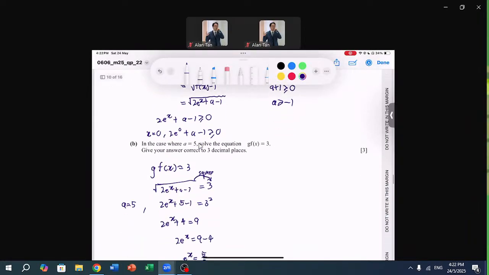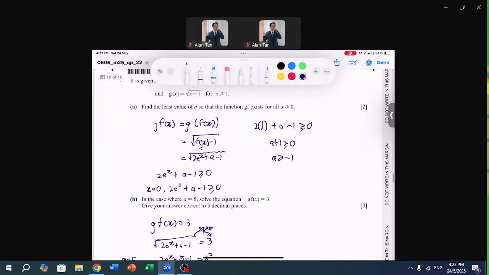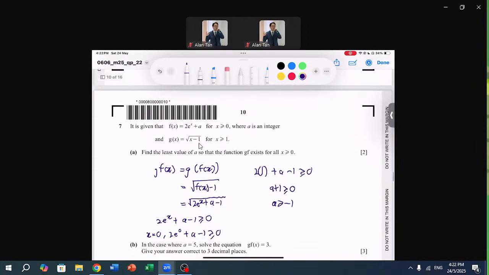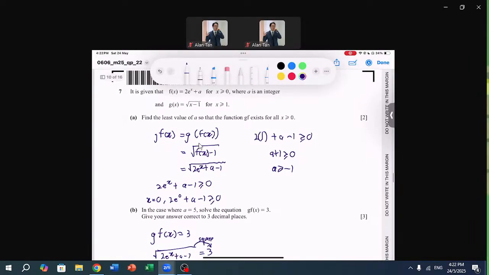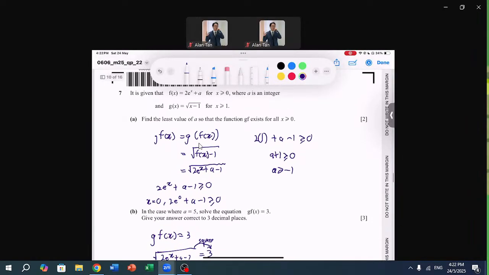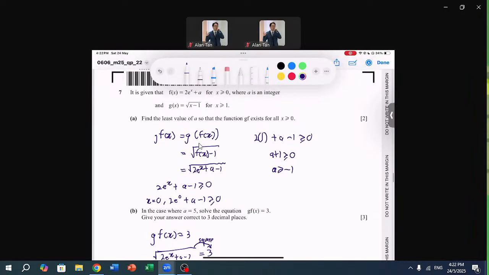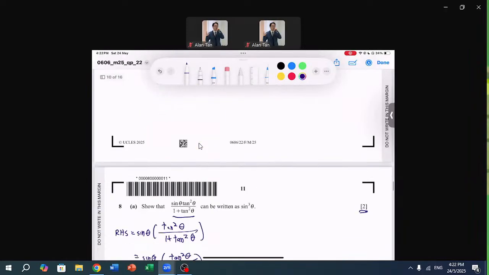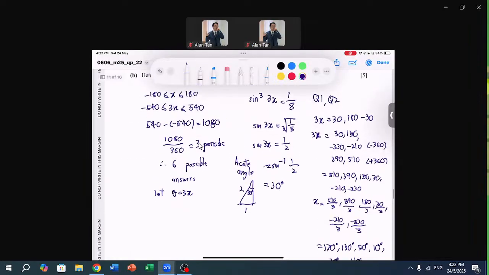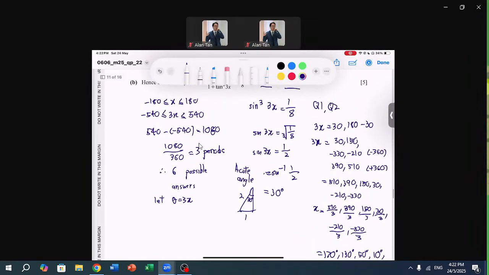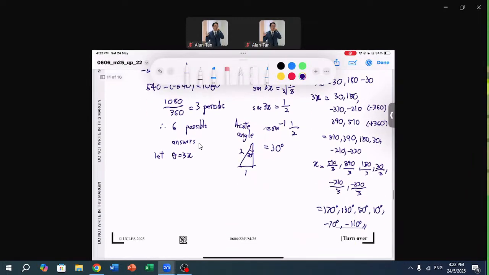Oh wait. Huh. Something doesn't make sense. X must be more than 1. That means 2ex plus a must be more than 1. Ah, okay, yeah, that makes sense. Everything is in range. Okay, it does slow.